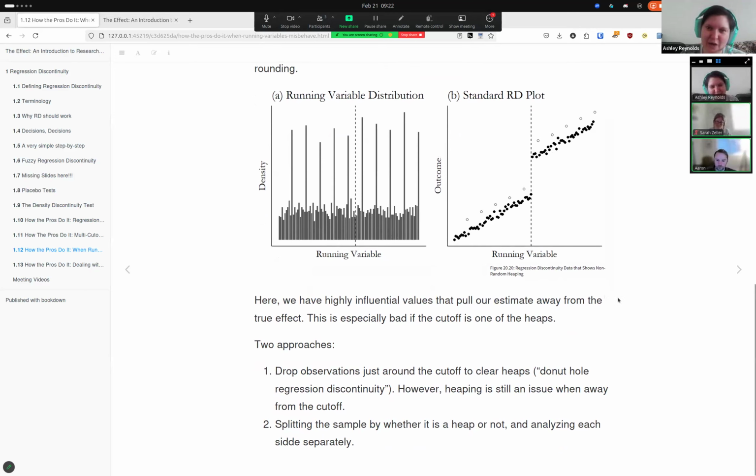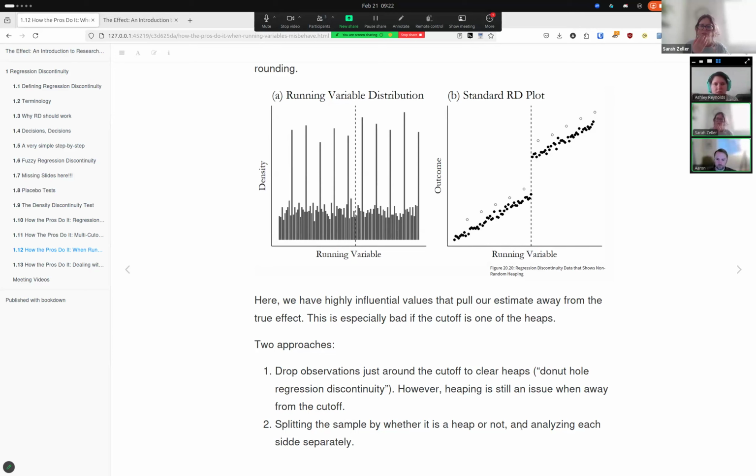However, further research has shown that even if you drop observations right around this cutoff, heaping is still an issue if they're away from the cutoff. So perhaps a better way to approach this problem is to split the sample by whether it is a heap or not and analyze each side separately. So in this example, you'd have two parallel analyses going. You'd have an analysis of all the black points and an analysis of all the open circles.